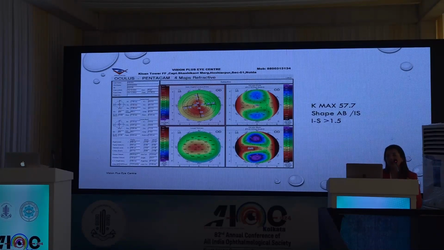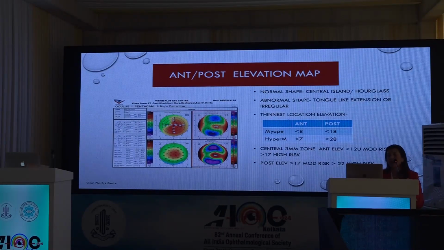There's an asymmetrical bow tie with an inferior steepening, and so this is a very obvious case of keratoconus. Next, you come to the elevation, or the anterior and posterior floats. Again, over here, first you look at the overall shape. Normally, it's a central island or an hourglass shape. But sometimes you have these abnormal tongue-like extensions.